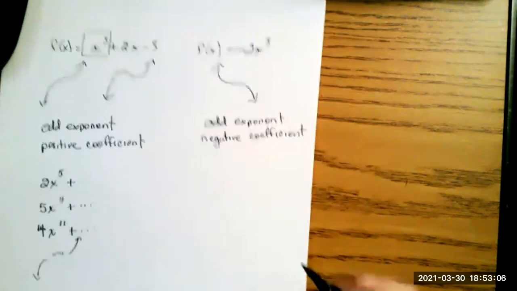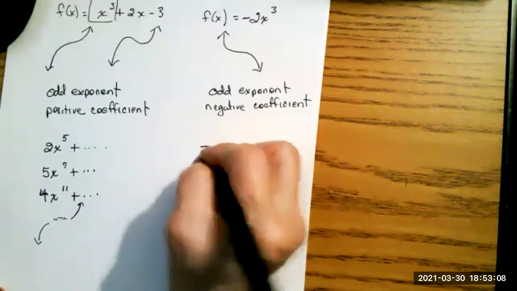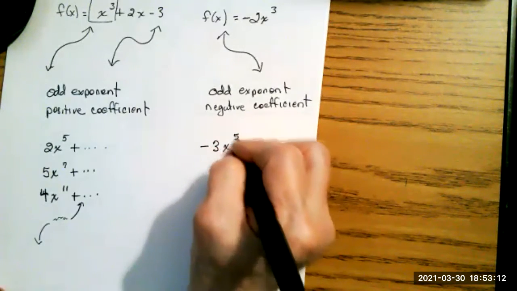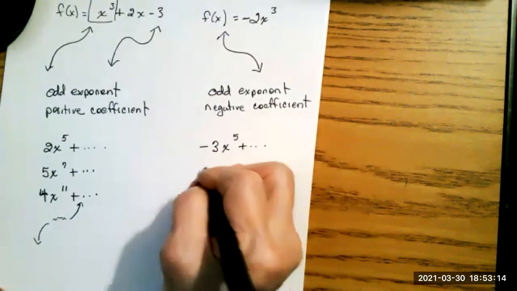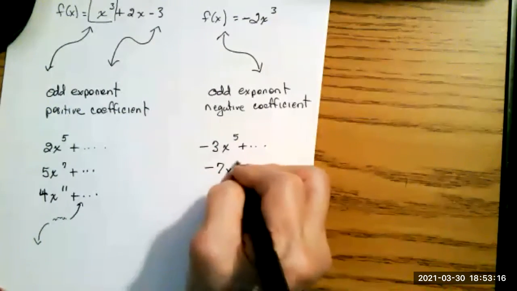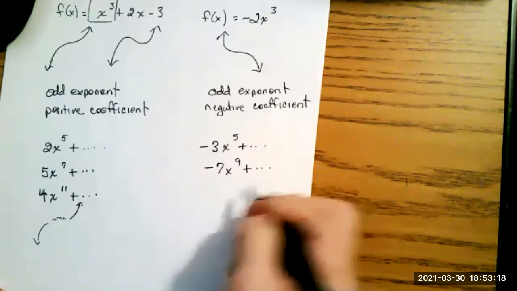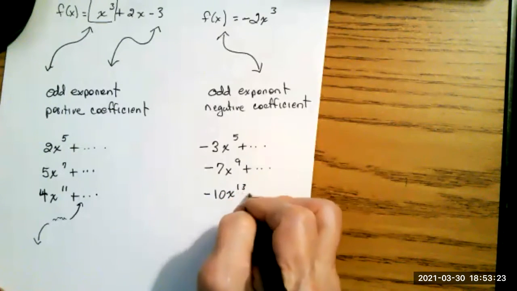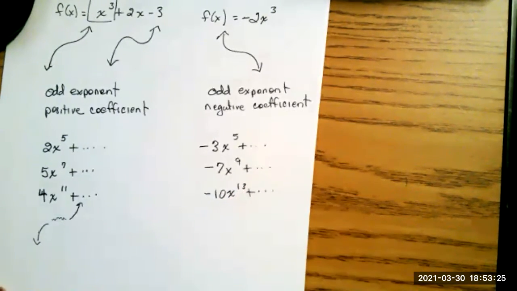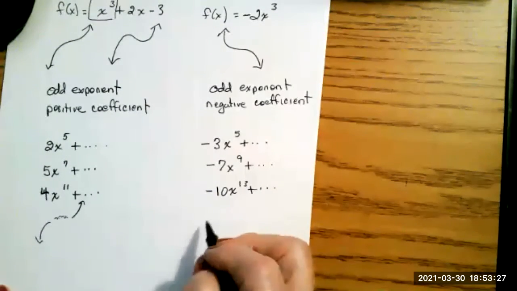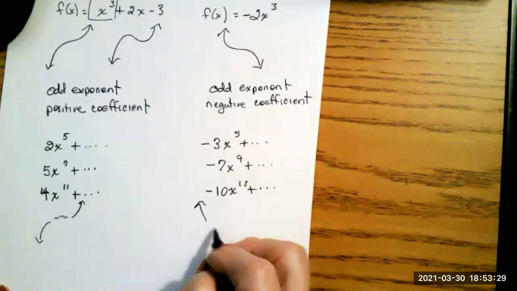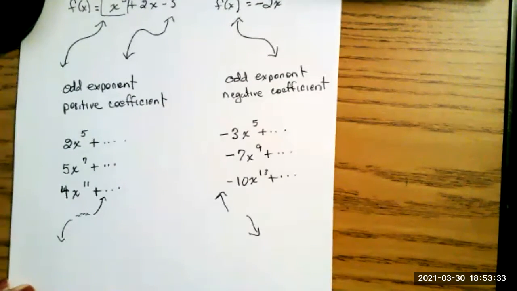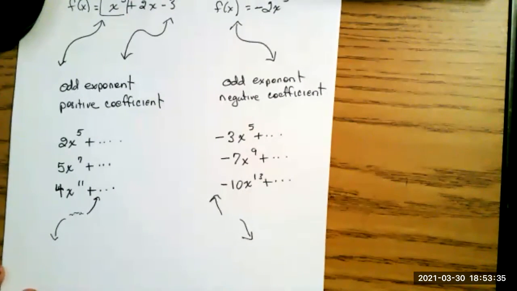Okay? So that would be like negative 3x to the 5th, or negative 7x to the 9th, or negative 10x to the 13th. All of those will do the same thing. They'll be up on this side with something in the middle and down on this side. That's what the ending behavior looks like.